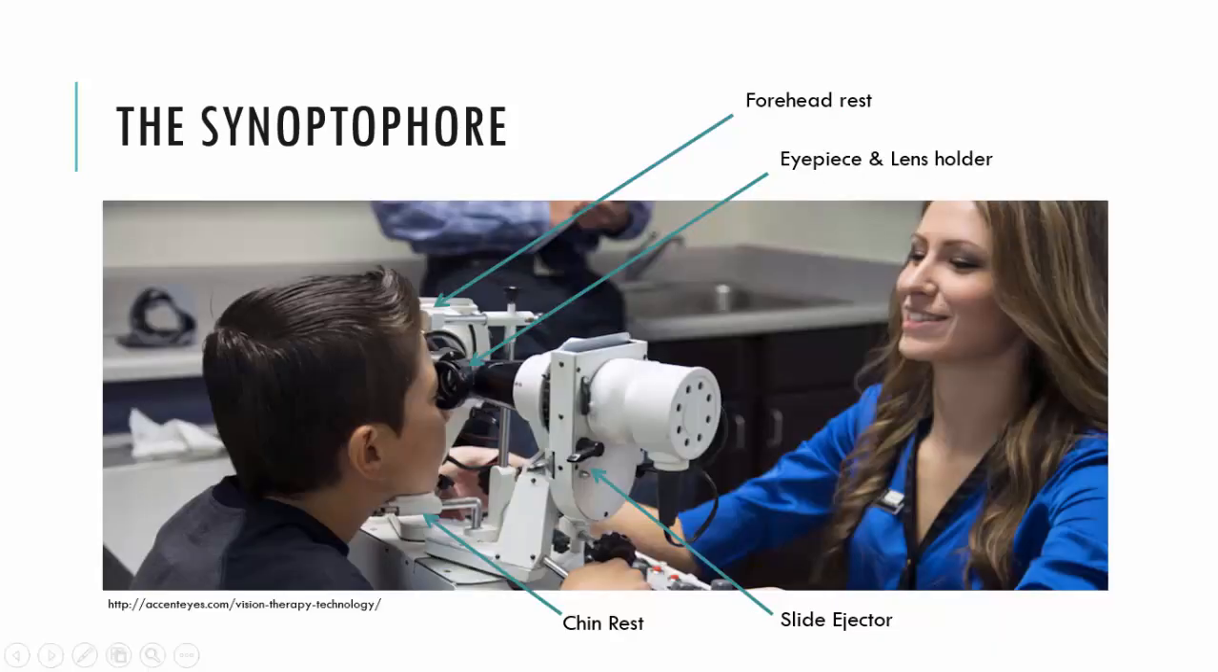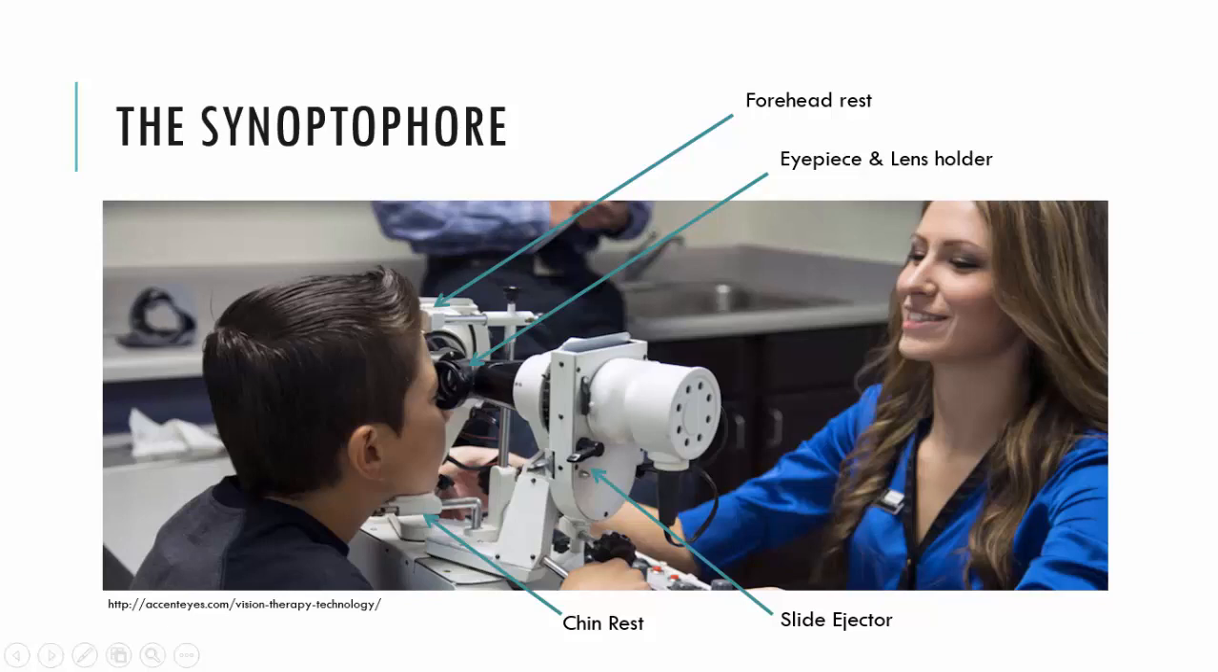Okay, I've also indicated here that you have an eyepiece and lens holder. You can actually put trial frame lenses in there. Generally, if a patient has a refractive error and you want to perform the test with correction, then it's perfectly fine for the patient to use their glasses. You don't actually have to use the lens holder. However, if you want to manipulate accommodation, for instance, you could put in lenses within that lens holder.